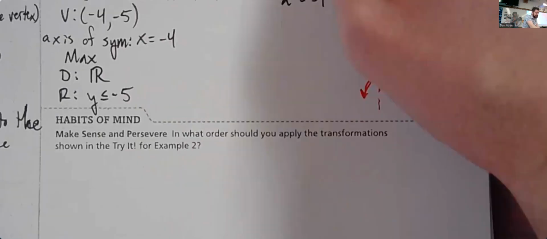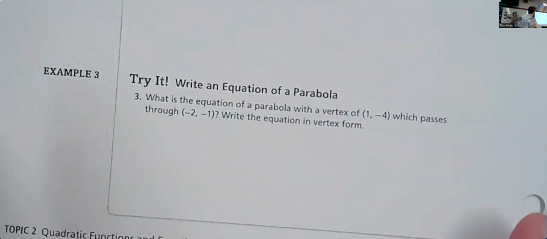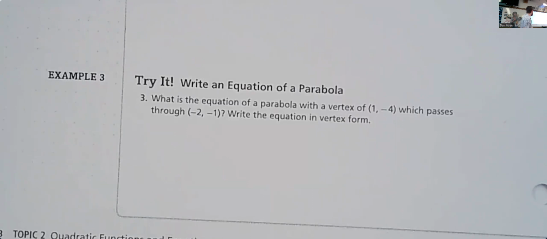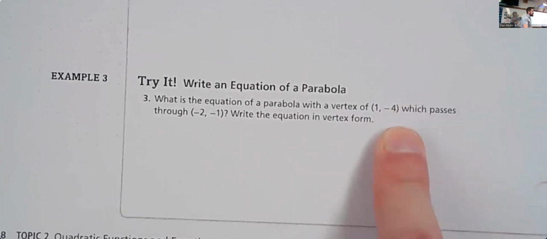Okay. Now, the next question says, what is the equation of a parabola with a vertex of (1, -4), which passes through the point (-2, -1)? Write the equation in vertex form. So this one here, I don't have a whole lot in terms of notes on the side to give you. However, there is a process that we're going to use. So if you think about a vertex, what two variables do we use for a vertex?